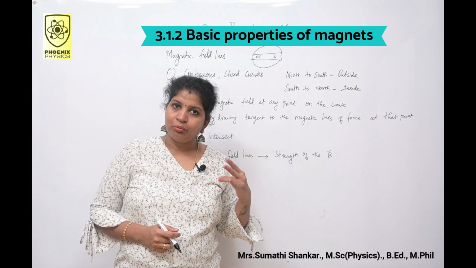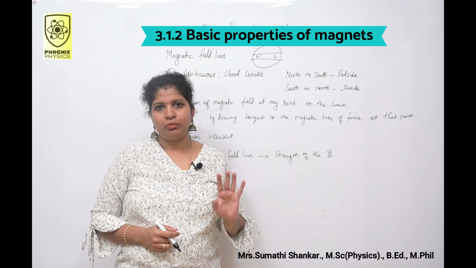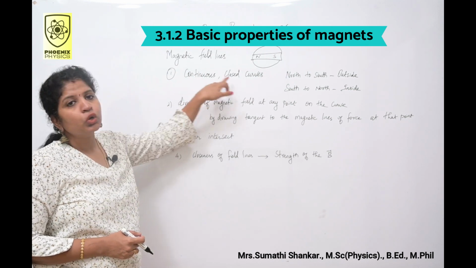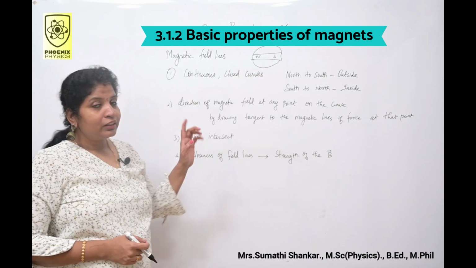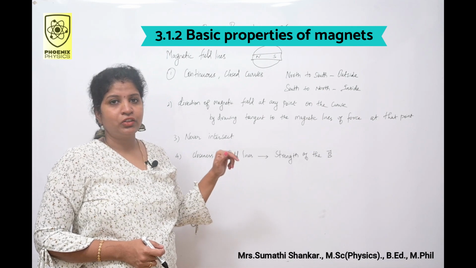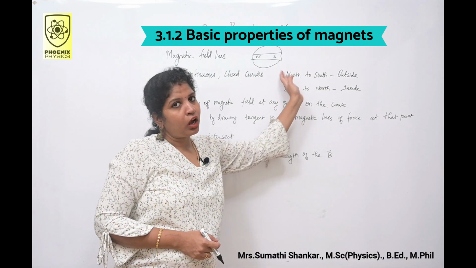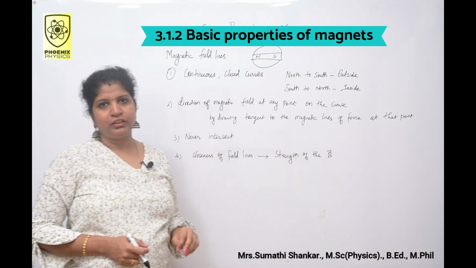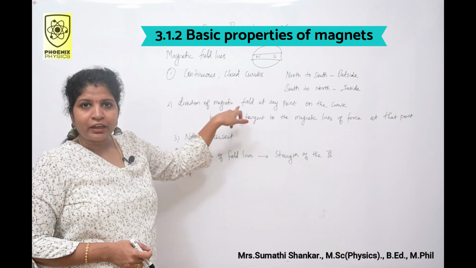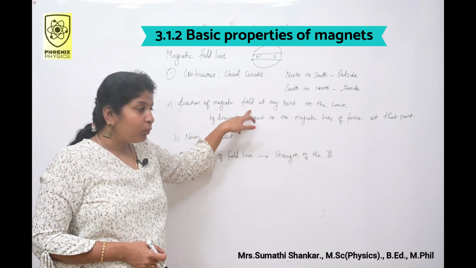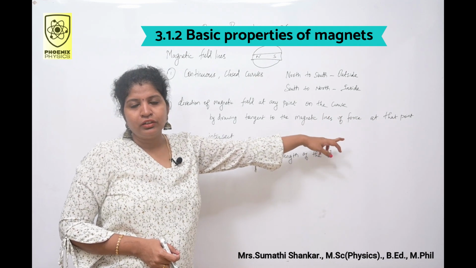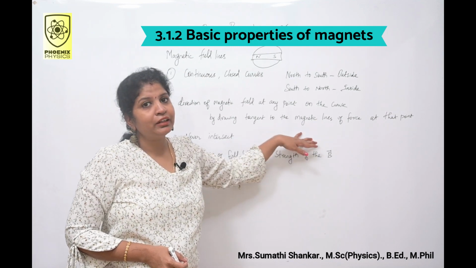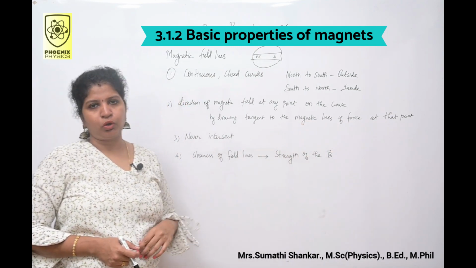Next one is magnetic field lines. Magnetic field lines or magnetic lines of force, both are same. Here magnetic field lines are continuous closed curve like this. The direction of magnetic field line is from north to south pole outside the magnet, south to north inside the magnet. The direction of magnetic field at any point on the curve is known by drawing tangent to the magnetic lines of force at that point.